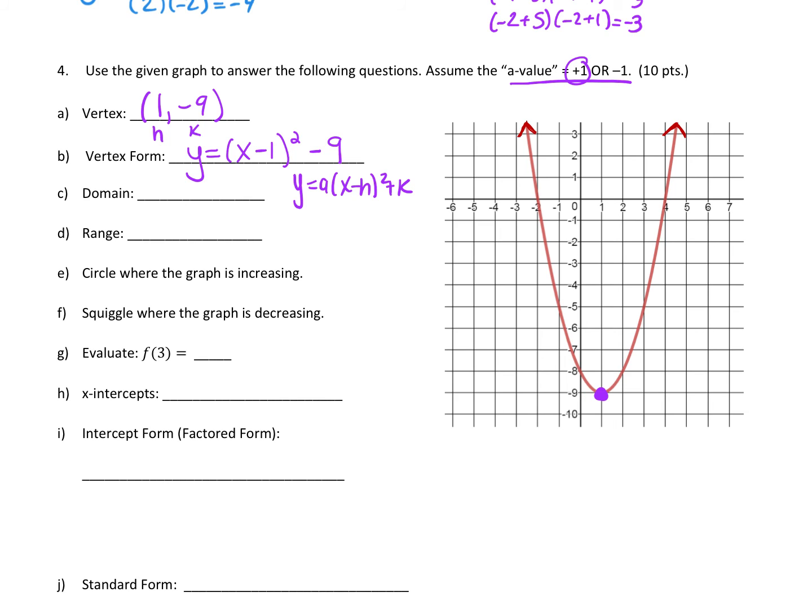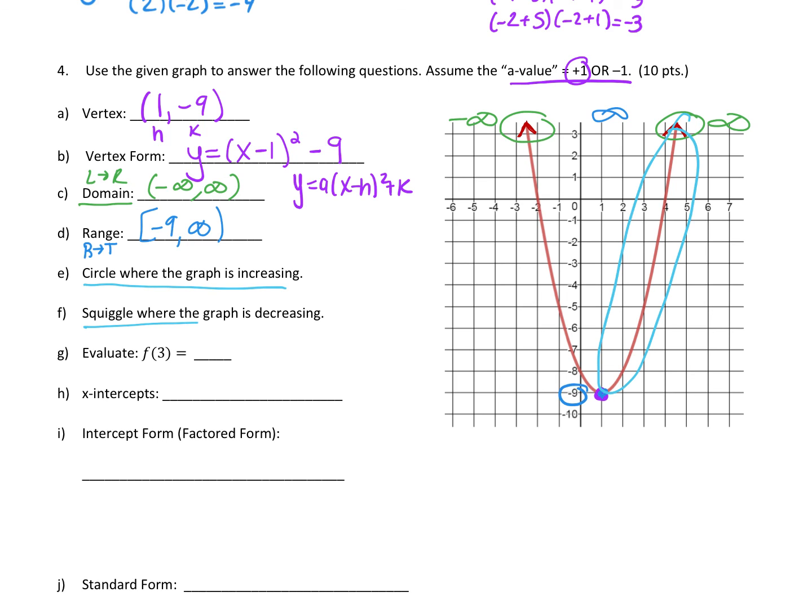Now, my domain is your x values, and we're going to think left to right. So if I look at my left arrow, this is going left to -infinity, and this is going right to +infinity. And then if I think about range, my range is bottom to top. So my bottom is here, the y value is -9, the top is infinity. So my range would be -9 to infinity. Now it's saying to circle where the graph is increasing. So it's increasing on this right side, and it says squiggle where the graph is decreasing, and it's decreasing on this side.